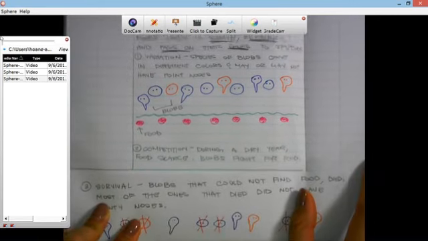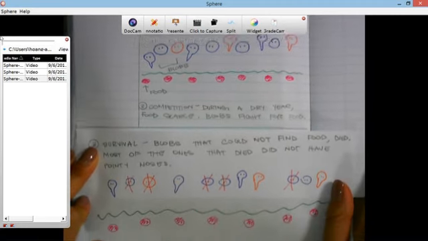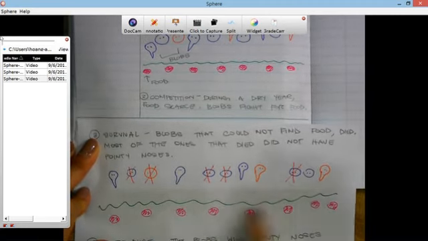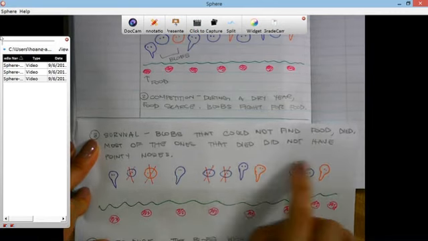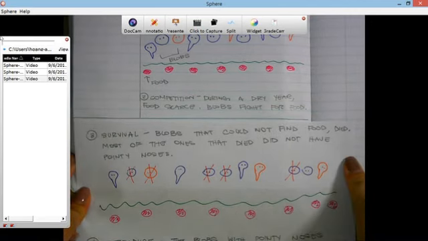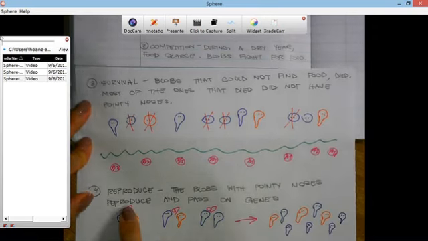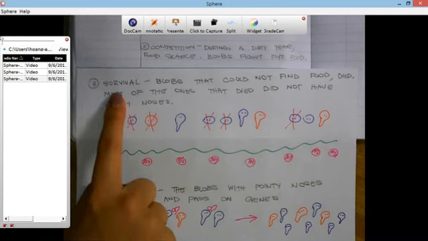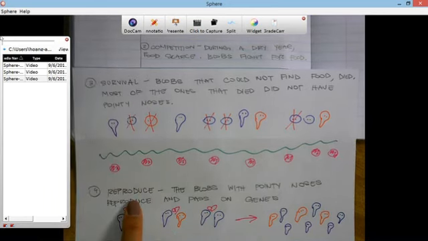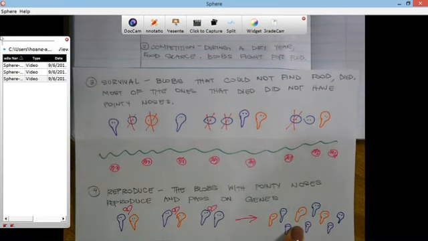So because of that, they were able to survive. The blobs that did not have the pointy noses were not able to get their food. Because they were not able to get their food, majority of them died off. And so as the population changed, the blobs with the pointy noses were able to survive, reproduce, and then pass on their genes. So those are the main points of natural selection.